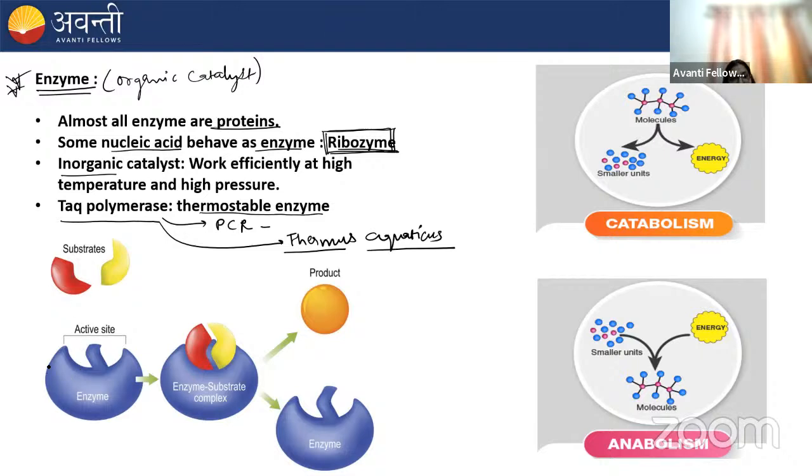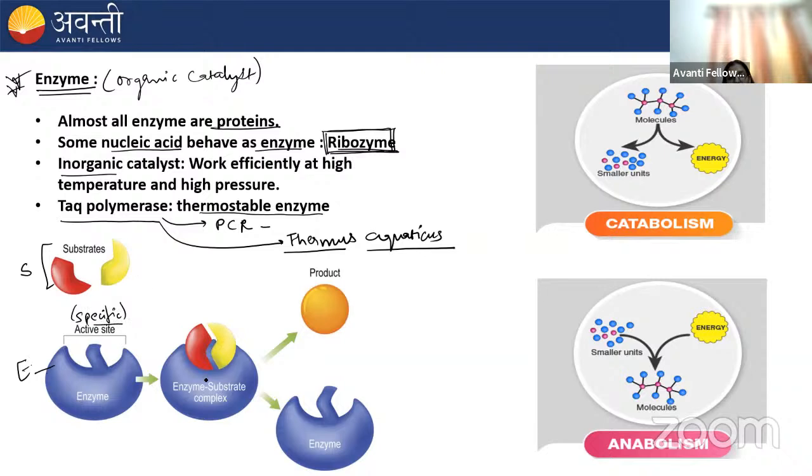Now let's come to this figure. This is an enzyme and this is a substrate. Each enzyme has an active site, the site where the substrate will bind. And this site is specific, like a specific substrate can bind to a specific enzyme. So this site is highly specific.